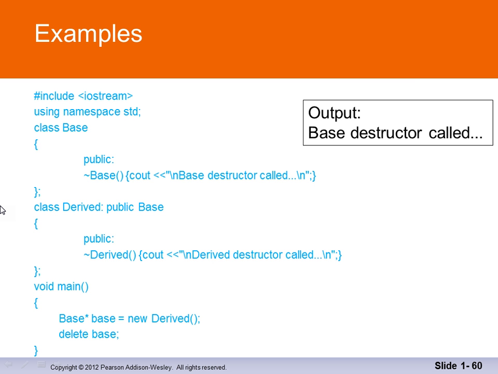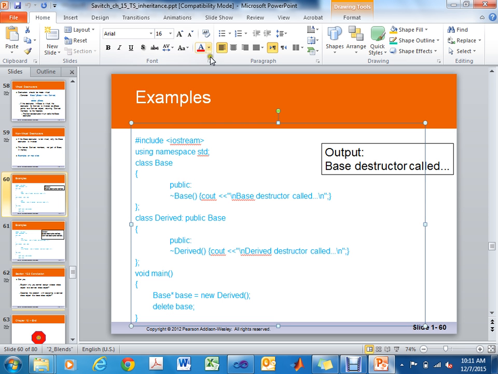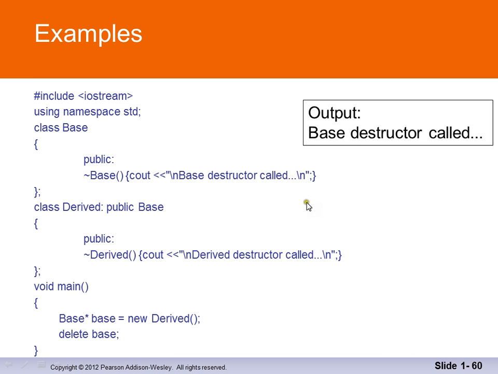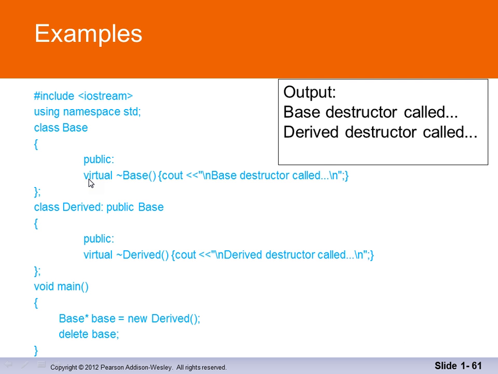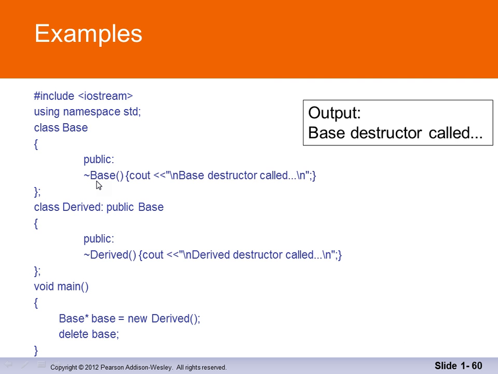Here's the first example. In the first example, we're going to have a destructor, but this is not a virtual destructor. In the second example, we're going to have a virtual destructor, and let's see what's the difference between the two. This is the base class, and this is the derived class, which inherits from the base class. In the base class, we have a destructor that simply prints out that the base destructor has been called. The derived class has a destructor that simply says that the derived destructor has been called.